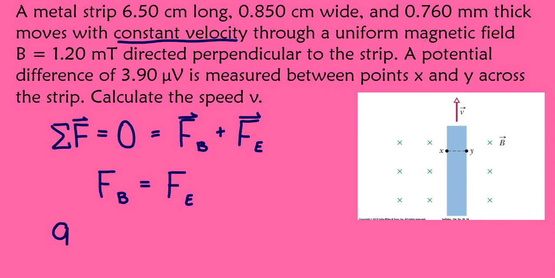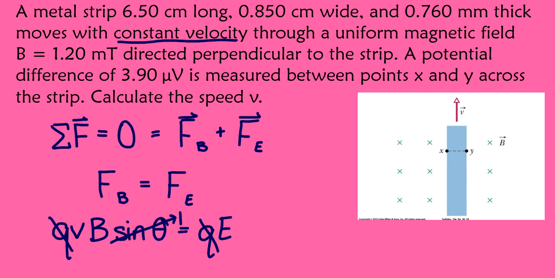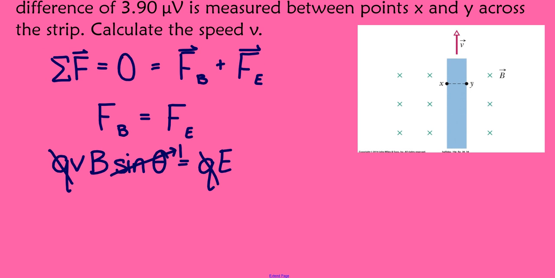Or I could say that qvB sin theta is equal to qE. Having a q on each side means I can cancel that out. And if I take a look at my diagram, I see that my velocity is perpendicular to my magnetic field. So the angle between them is 90, and the sine of 90 is equal to 1. So much like we've been doing in the past, we see that the velocity of my object can be found by saying the electric field divided by the magnetic field.